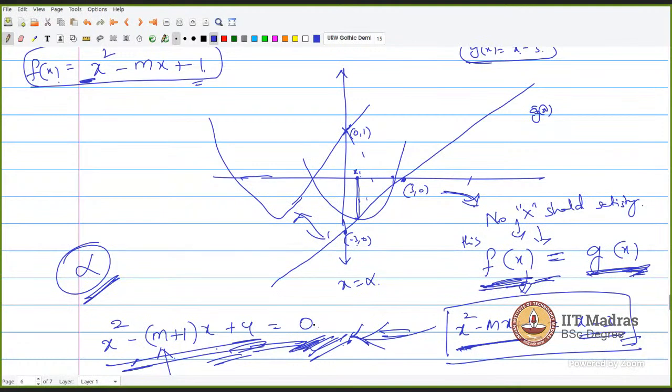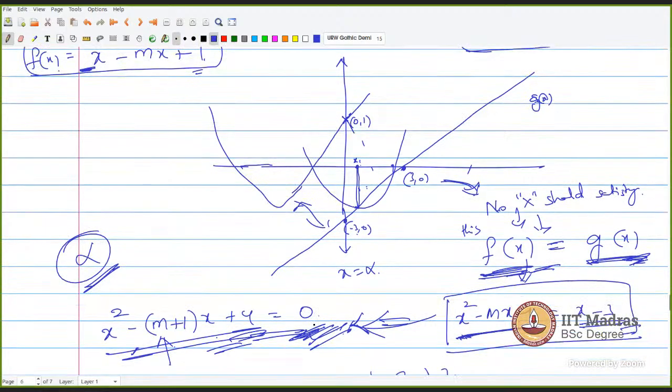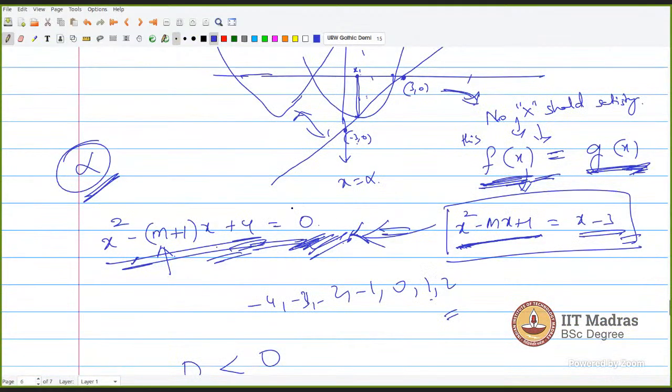It means we have to find a range of m, sir, for f of x and g of x. At every value of m, it will collapse, it will intersect. Okay, we will see it the other way. We will go backwards.